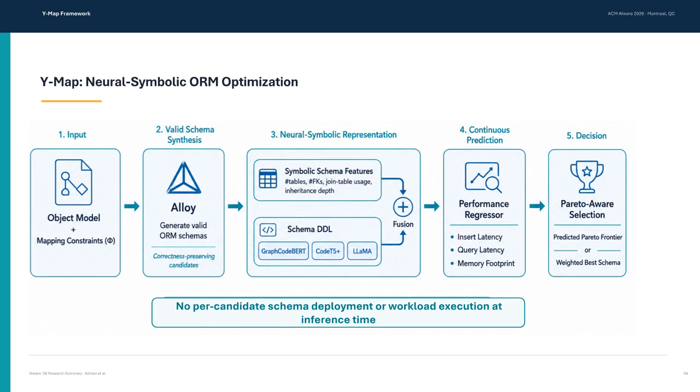Finally, YMAP uses these predictions in one of two ways. It can return a Pareto set of several strong trade-off designs, or recommend a single schema based on the developer's priorities. The important point is that profiling is used during offline training, but during inference, YMAP does not need to deploy and benchmark every candidate schema.